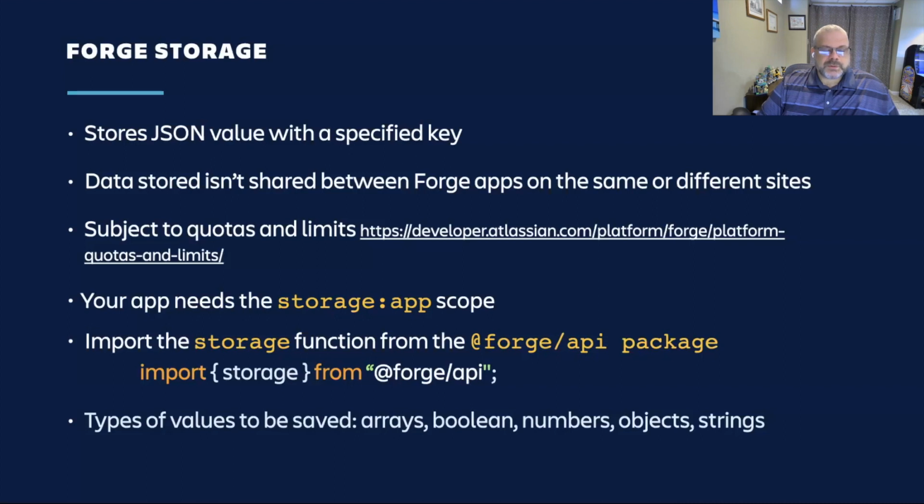We're going to need a new storage app scope added to our manifest file, and we need to import the storage function from the Forge API package. We've already got the API package installed, so we just need to declare storage in our import statement. The types of values that you can save into Forge storage are arrays, booleans, numbers, objects, and strings. In our app, we're going to save an array of page IDs that are part of our PageRing into Forge storage.